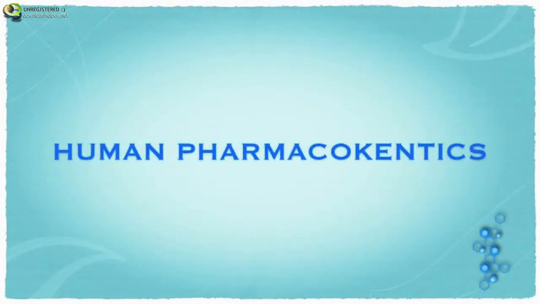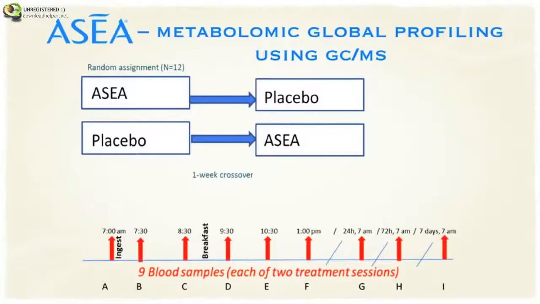Pharmacokinetics has to do with the way in which this happens over time. So the next study that Dr. Nieman's group embarked on was using gas chromatography and mass spectrometry to look at the way in which 12 subjects who were randomized to either get placebo or ASEA, to watch how their metabolome or their metabolic shift was occurring in a time period.